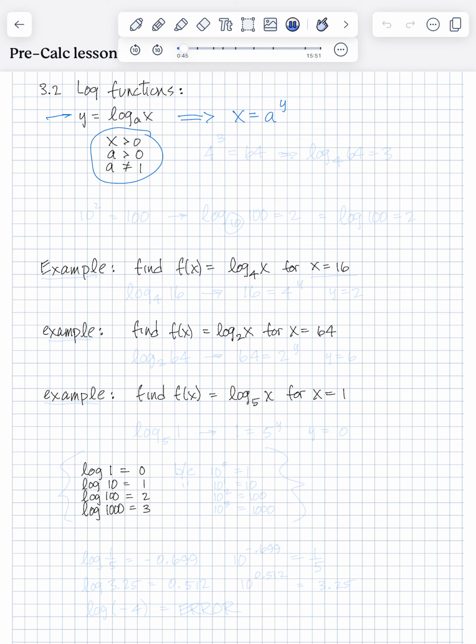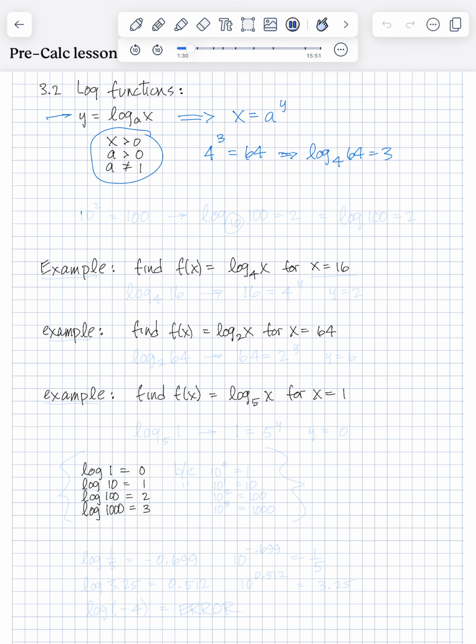So let's take an example. Let's say 4 cubed is equal to 64. That's an exponential, and we want to rewrite it as a log function. And we can just say that the log base 4 of 64 equals 3. So this is how we go back and forth from log functions to exponential functions. And every exponential function has an inverse. And so log functions and exponential functions are inverses of each other.